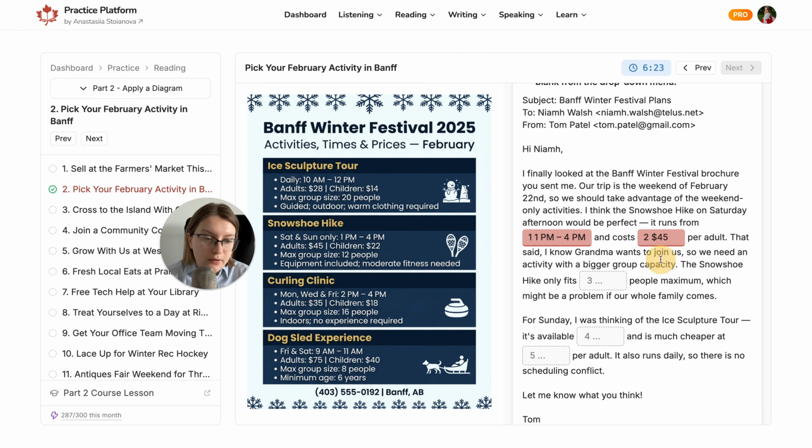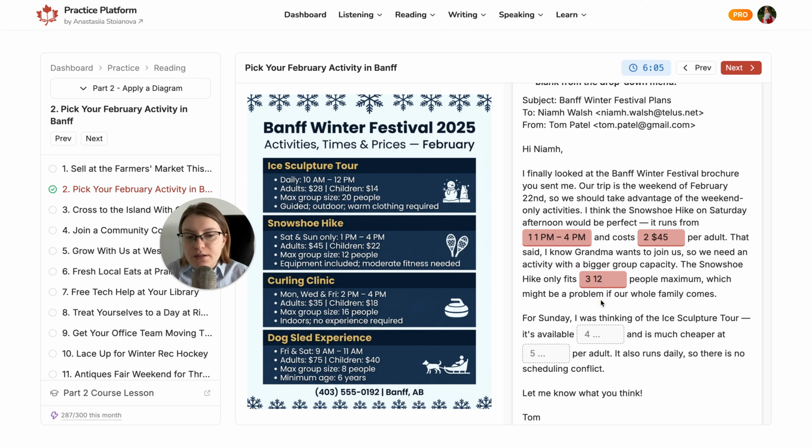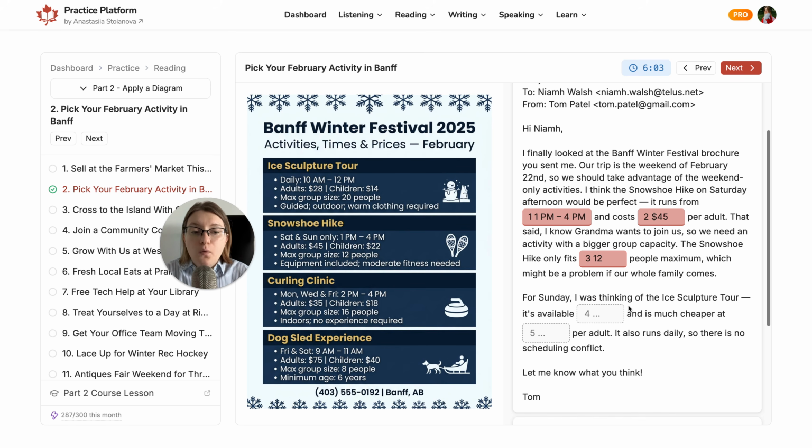Clicking. And that said, I know Grandma wants to join us, so we need an activity with a bigger group capacity. The snowshoe hike only fits how many people? Here we go. Max group size, 12 people, right? So we found this info here, and we are finding the right answer. Clicking. Which might be the problem if our whole family comes.